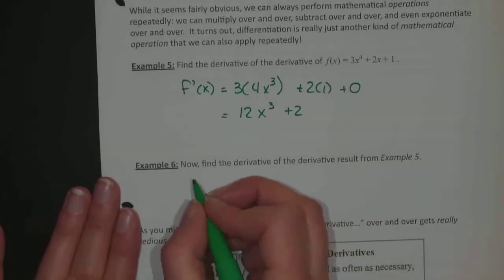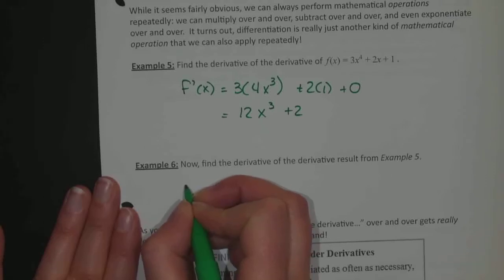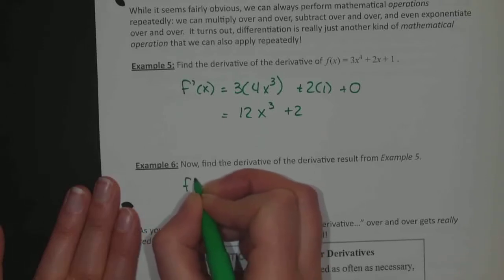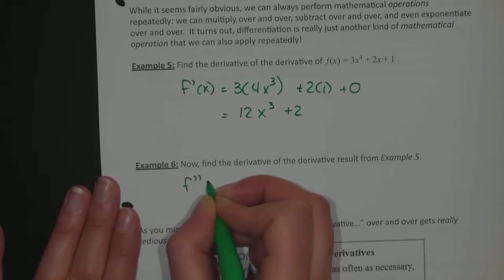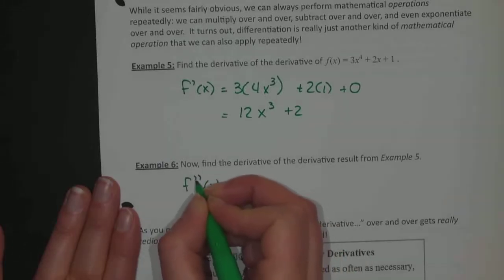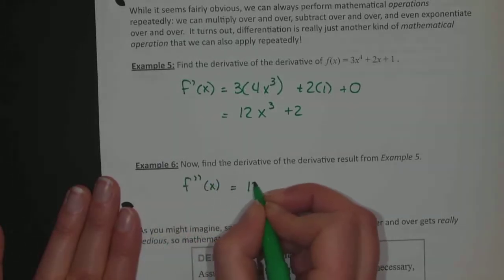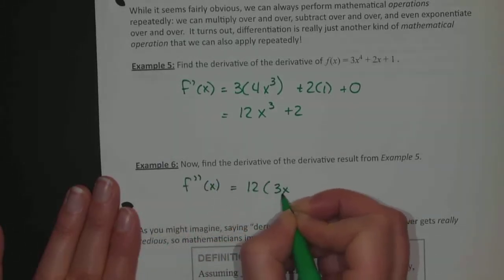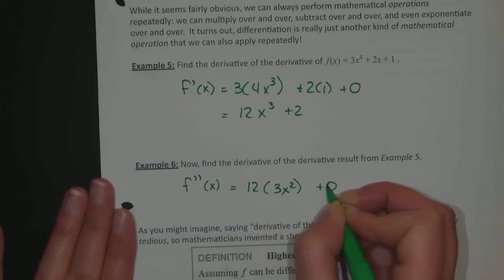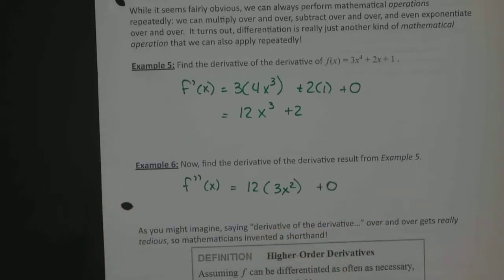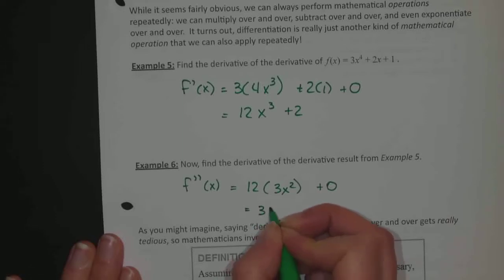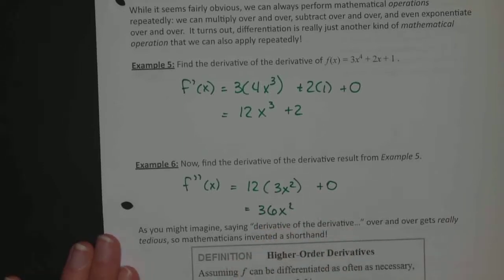Okay? So the derivative of that derivative, I'm going to use the notation f double prime, because I've taken the derivative of the derivative, will be 12 times 3x squared plus 0 equals 36x squared.